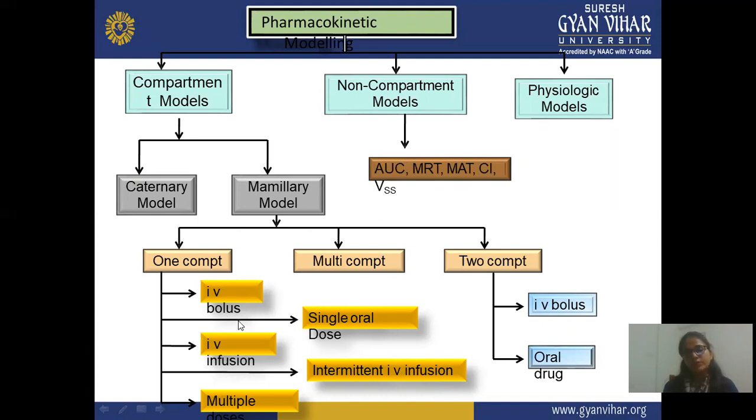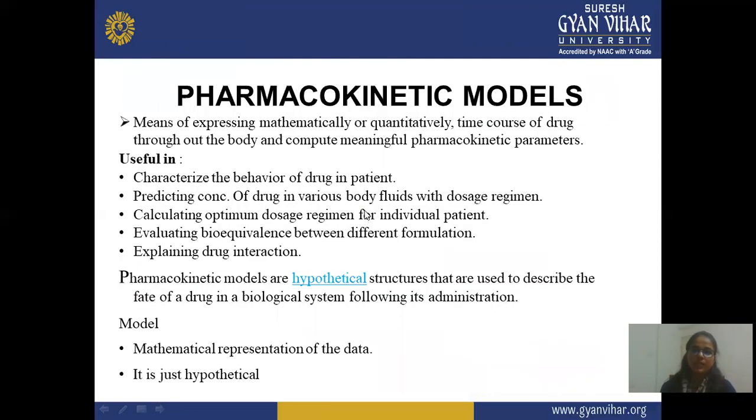One compartment covers IV bolus, IV infusion, and multiple dose. In multi-compartment, it is a single dose or intermittent IV infusion. Next is two compartment. It is again the same, IV bolus or oral drug. And the non-compartmental model covers AUC, MRT, MAT, CL, and Vss. These are the parameters that we study in the non-compartmental model. Next is the physiological model. Some we already discussed in the previous lecture. In this lecture, we continue with the remaining models.